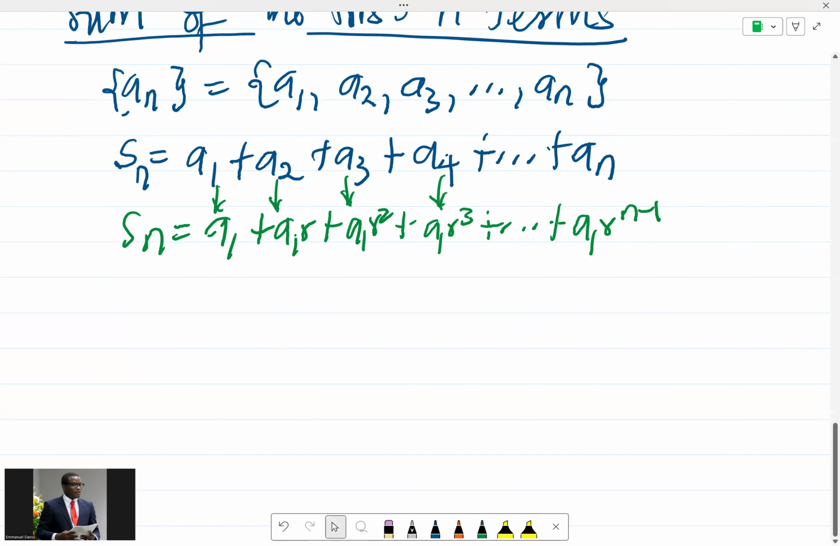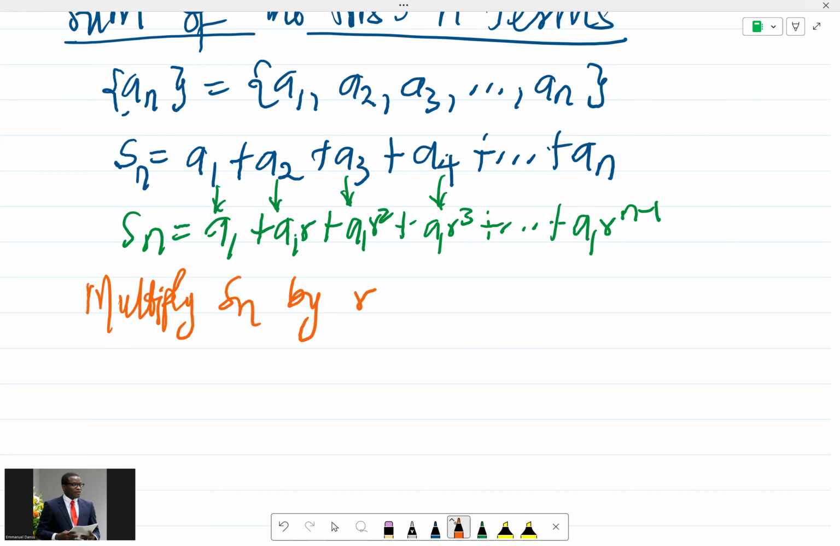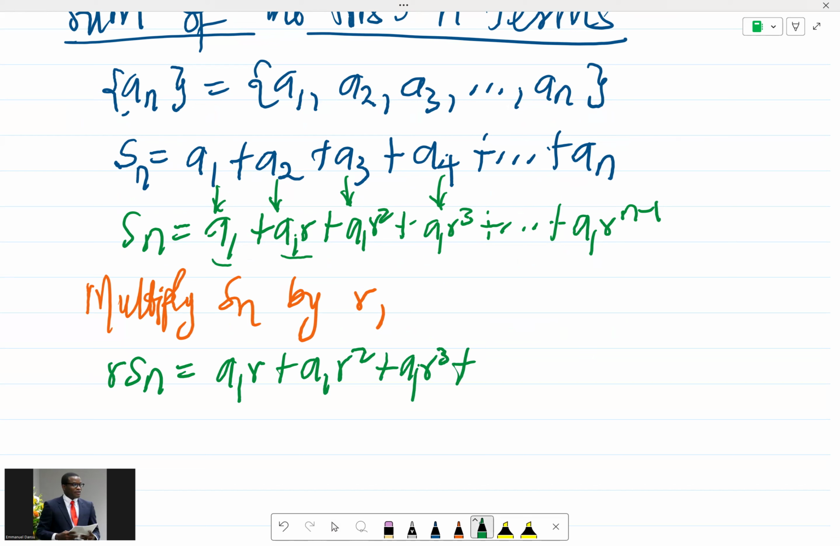Now, what we're going to do next is to multiply Sn by the common ratio R. So what does that give us? That tells us that we now have R Sn equals A1R plus A1R squared. We're multiplying each term by R. So the third term will now be A1R cubed. Then the fourth term will be A1R to the 4, plus all that. The last term will be A1R raised to power n, because we have leveled things up.